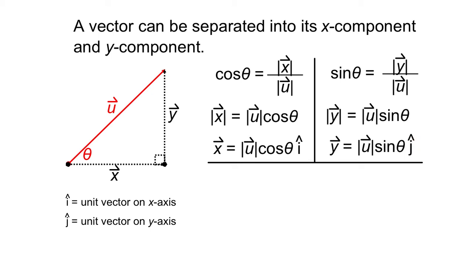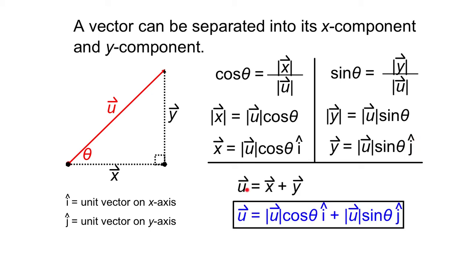Okay, now what do I do with this? Well, u, my original vector, is x plus y. If I add the x component and the y component together, u is the resultant of those, okay? So x is this, y is this, so x plus y is this plus this. That's what I have written here.